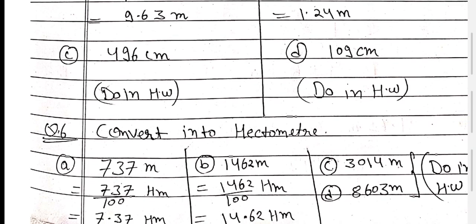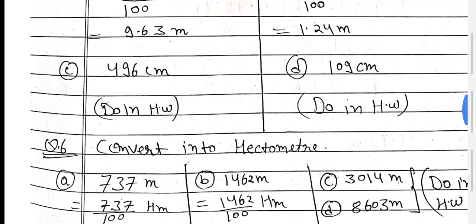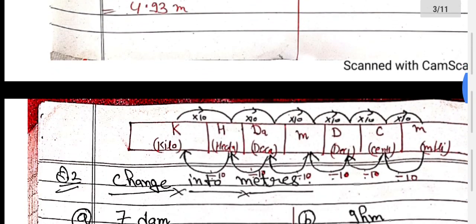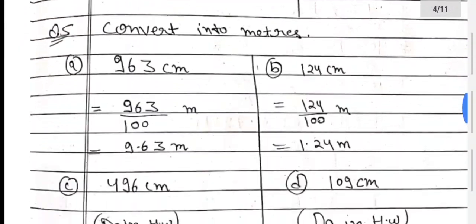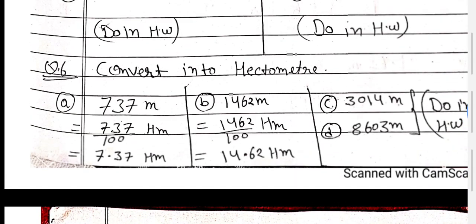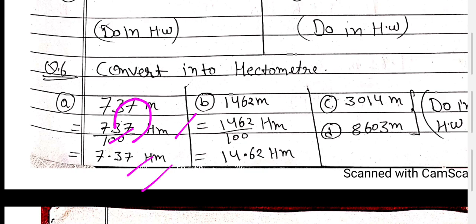Now come to the 6th part, convert into hectometer. Meter you have to convert into what? Hectometer. Just see here, where is meter? Meter is here, hecto you have to move this side, it means divide by what? 100. So you divide by 100, it becomes hectometer. 100 means you have to put the decimal after 2 digits, it becomes 7.37 hectometer. B part, just see 1462 meter. For the hectometer what do you do? Divide by 100, it becomes 14.62, because from the last side you have to put the decimal after 2 digits. Similarly C and D part you have to do by yourself in homework.